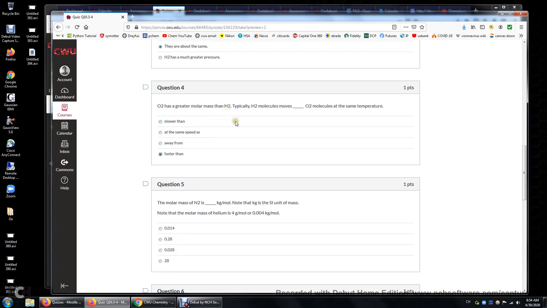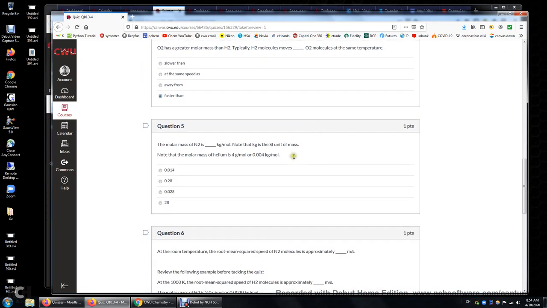Hydrogen is lighter, therefore it moves faster. I'm assuming the temperature is the same. The molar mass of N2 is 0.028 kilogram per mole. This is a very simple question. The purpose of this question is to remind you to pay attention to the units.